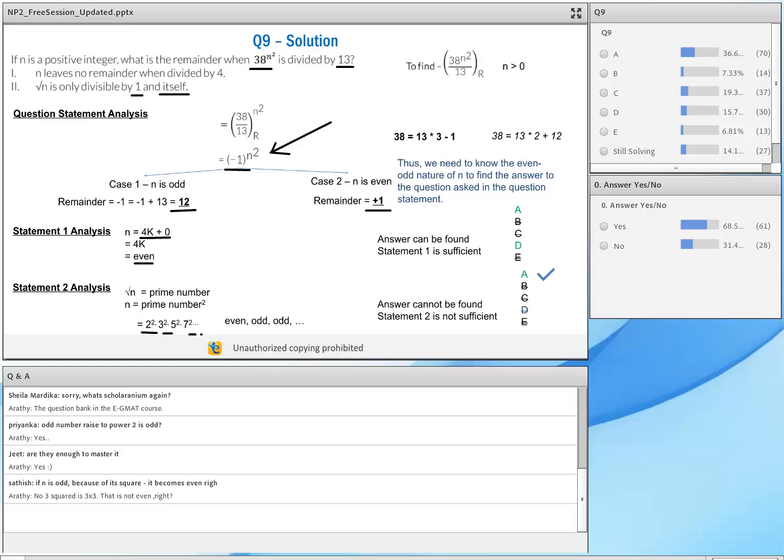Can I explain the two cases? Yes, the cases are a classic case of negative remainders. We have to find the remainder of 38 to the power n squared by 13, which means I can express 38 as 13 times 3 minus 1, and the remainder is minus 1 to the power n squared. If that power is odd, I get the negative remainder, which means I have to convert it to a positive remainder as we've taught you, so it's minus 1 plus 13, which is 12. If n is even, I get a positive remainder, and my remainder is plus 1. Those are the two cases, Shubham.